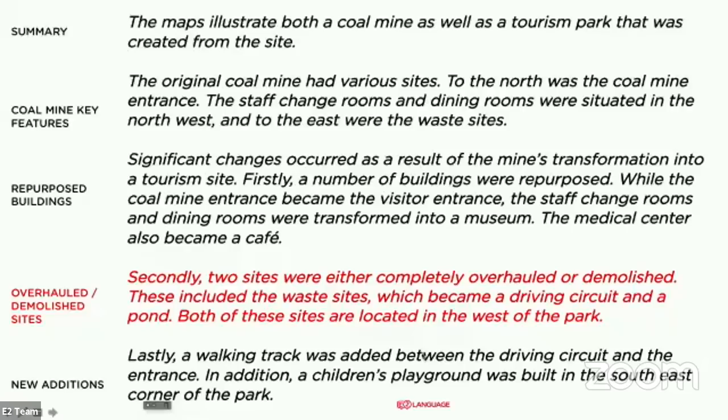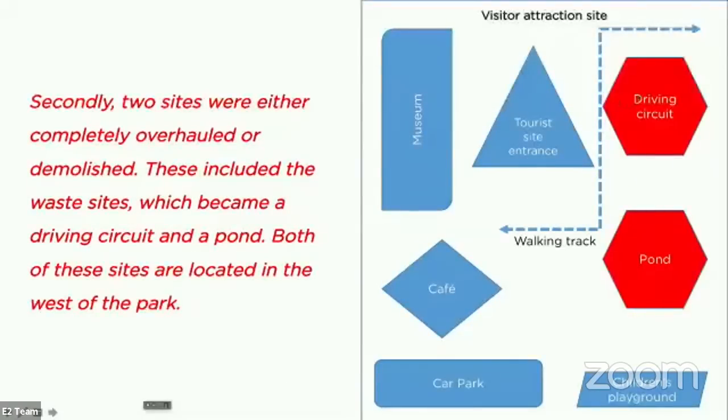Then I wrote this paragraph here about sites that were overhauled or completely demolished. And that's these 2 here. If you remember from the original, there were 2 waste sites. So I wrote, secondly, 2 sites were either completely overhauled or demolished. These included the waste sites, which became a driving circuit and a pond. Both of these sites are located in the west of the park.